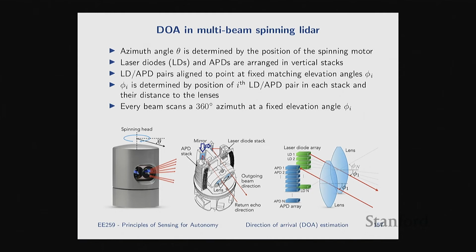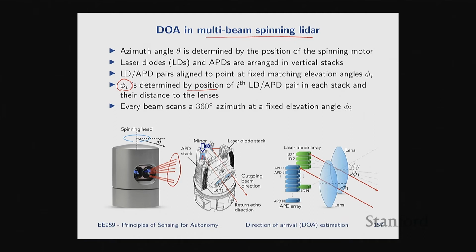So here's one example, a multi-beam spinning LiDAR. Those are the ones that we had one of in class last time, and we looked at it. We know they transmit multiple laser beams simultaneously, and each of the beams coming out is pointing to a fixed elevation angle. Those are fixed and never change. So basically the phis are determined by the position of the lasers.